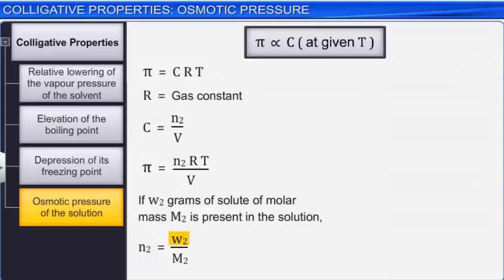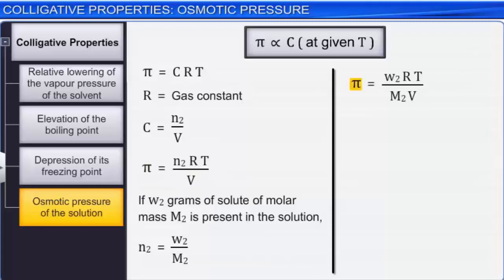Substituting this value of N2 in the earlier equation, we get pi equal to W2 multiplied by R multiplied by T divided by M2 multiplied by V. Rearranging the equation for M2, we get M2 is equal to W2 multiplied by R multiplied by T divided by pi multiplied by V.